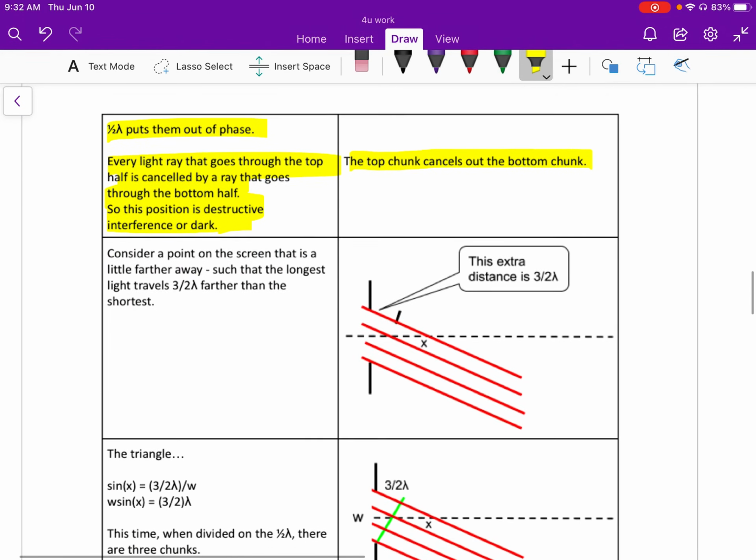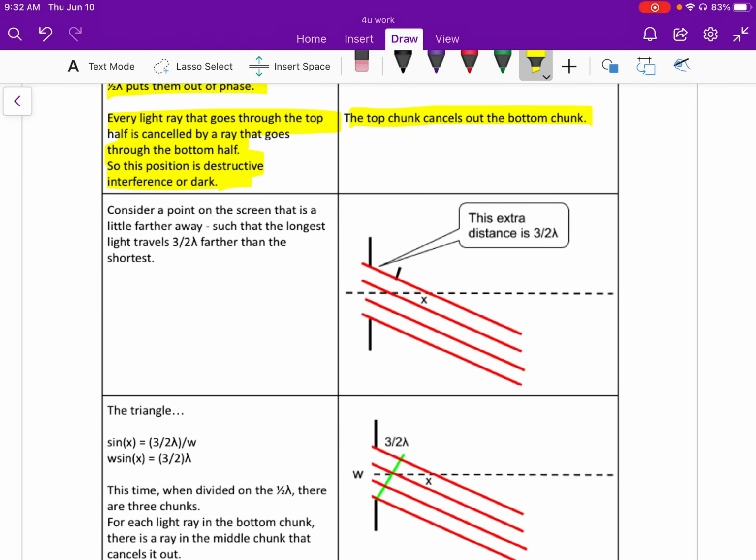Let's look at another point. Let's consider a point on the screen that's a little bit farther away. So my angle x is a little bit steeper, and I'm picking a point such that the one that travels the farthest travels 1.5 wavelengths farther than the one that travels the shortest. So this extra distance from here to here is 1.5 wavelengths.